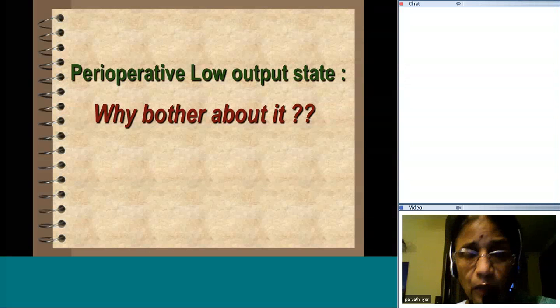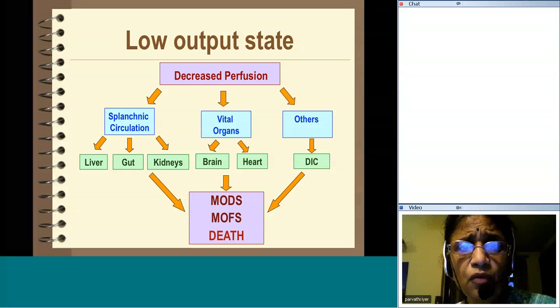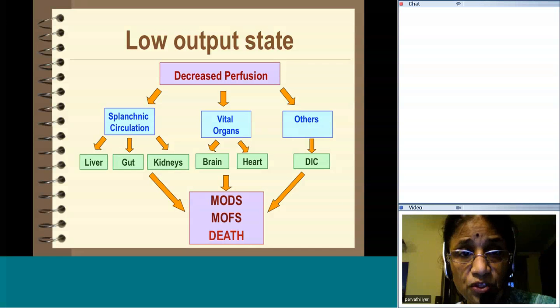At the very outset, I think we need to see why we need to worry or bother about perioperative low cardiac output state. I think we are all aware that low cardiac output state leads to diminished tissue perfusion, which in turn affects the perfusion of the splanchnic circulation, vital organs as well as the rest of the body, so that you have a cascade of events giving rise to multi-organ dysfunction, multi-organ failure, as well as death finally.